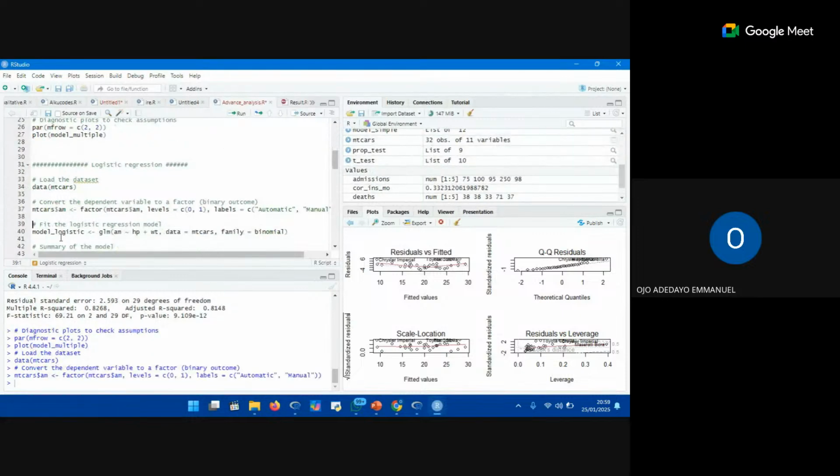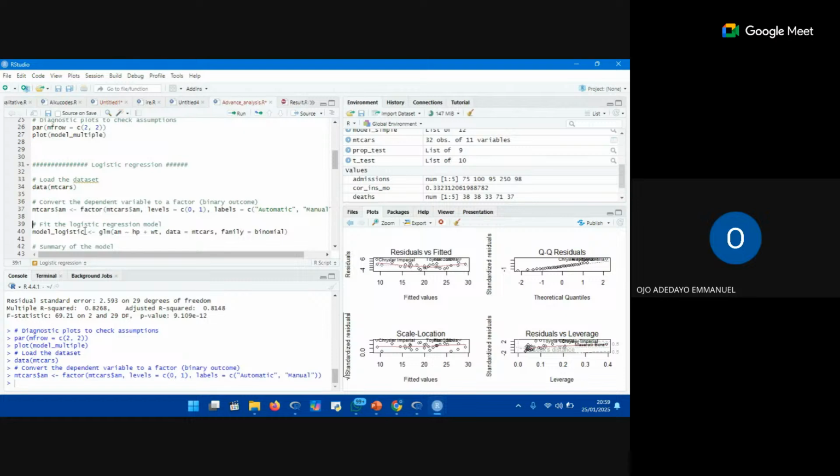Now I want to fit the model. Remember that when we wanted to fit our model for simple linear regression, we used LM. LM simply means linear model. But in the case of logistic regression, we normally use GLM. GLM simply means generalized linear model. It's a family: logistic, Poisson, they have many families there. So it is called the generalized linear model.